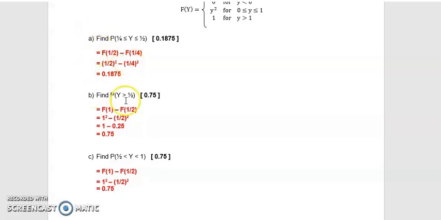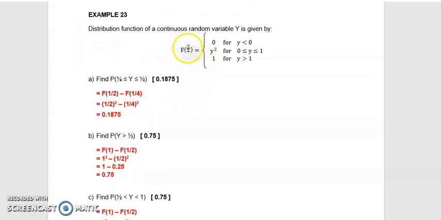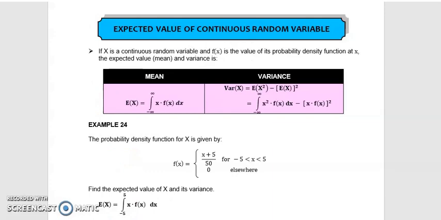Okay, so that's how you find probability using the cumulative distribution function for a continuous random variable. For discrete, it's not this way. Discrete is different. Now let's look at how to find the expected value of a continuous random variable and its variance.